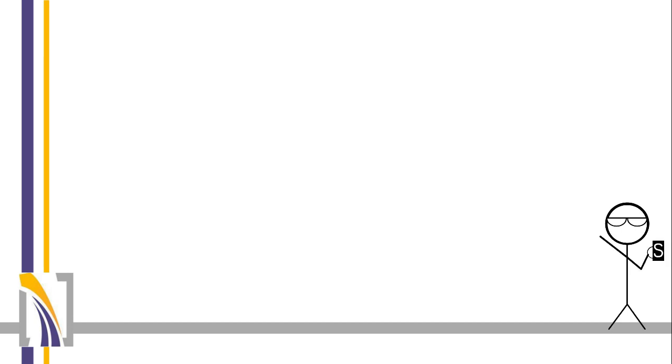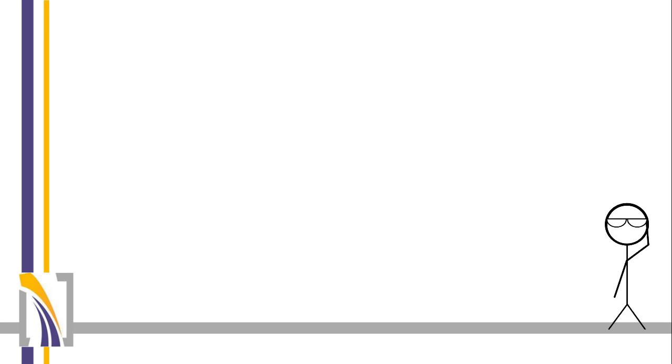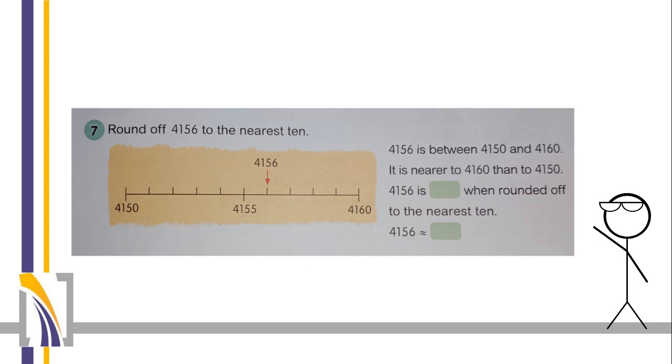Now, let's look at the second number, 17. Where should the 17 go if we want to round it off to the nearest 10? Because 17 is nearer to 20 than to 10, we round it off to 20. Do you guys understand? Okay, if you understand, let's do this exercise. Now, pause the video and continue after you finish working on it.